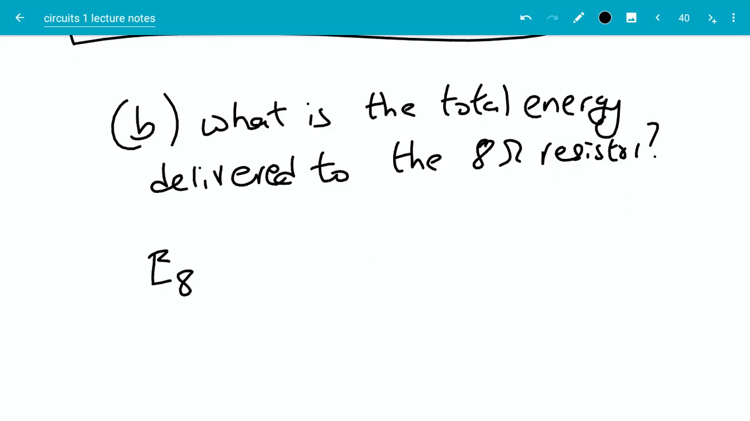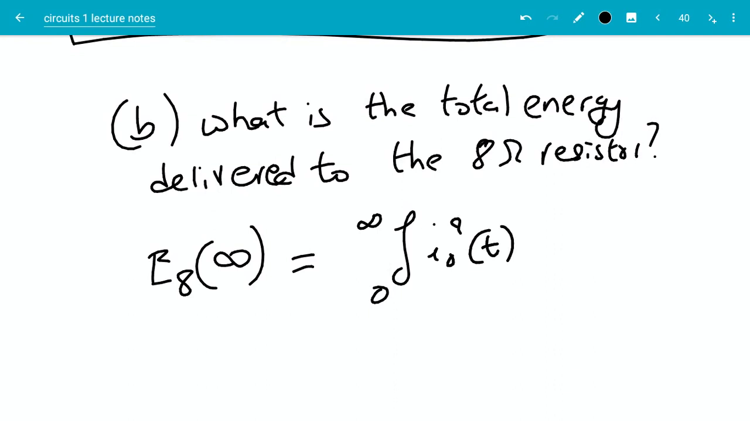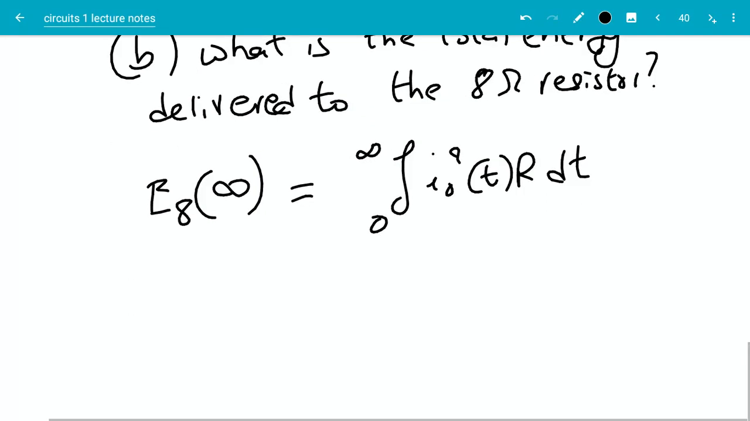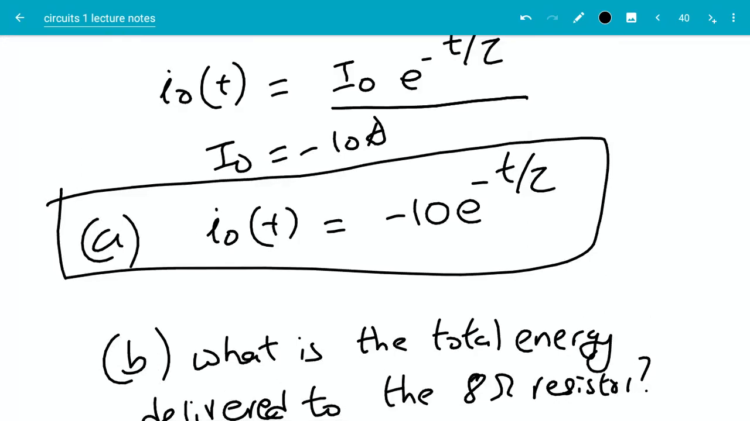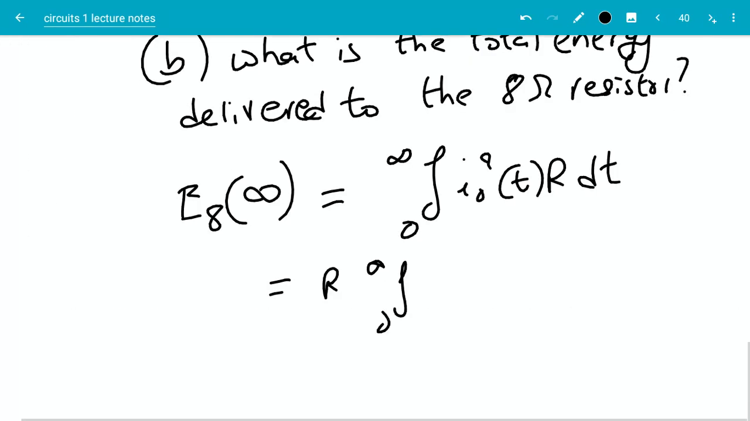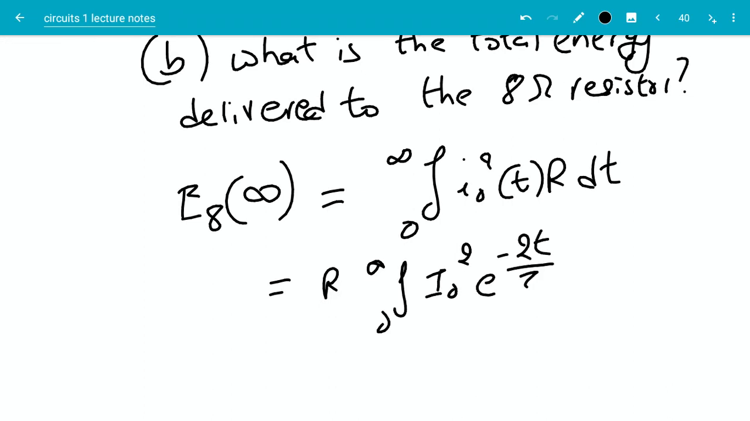I want the energy delivered to the 8 ohm resistor. Because it's the total energy, that means I have to wait until infinity to calculate it. So it will be the integral from 0 to infinity of I_O squared of t times R dt. So this should be R times the integral from 0 to infinity, where I_O of t is I0 times e to the minus t over tau. So that should be I0 squared times e to the minus 2t over tau. Oops, I already took R outside, so it shouldn't be here.